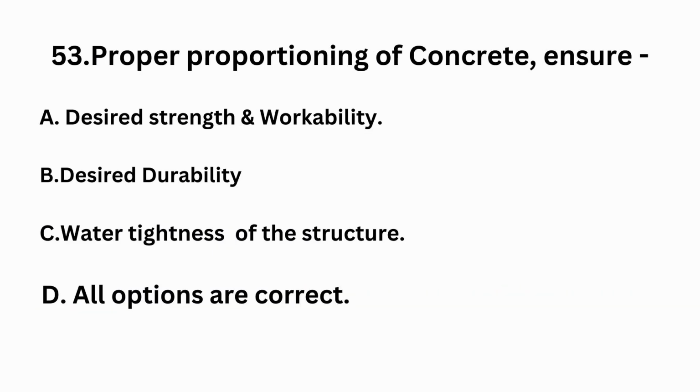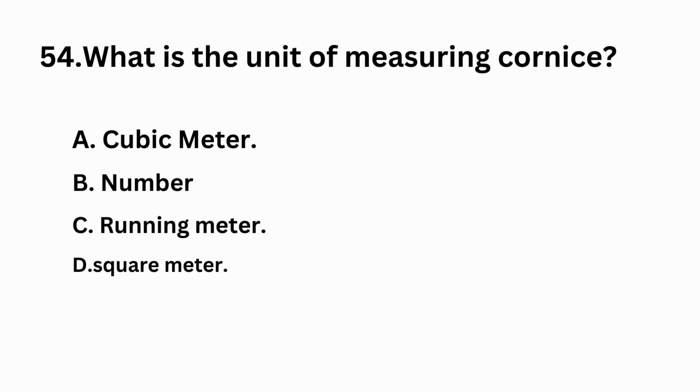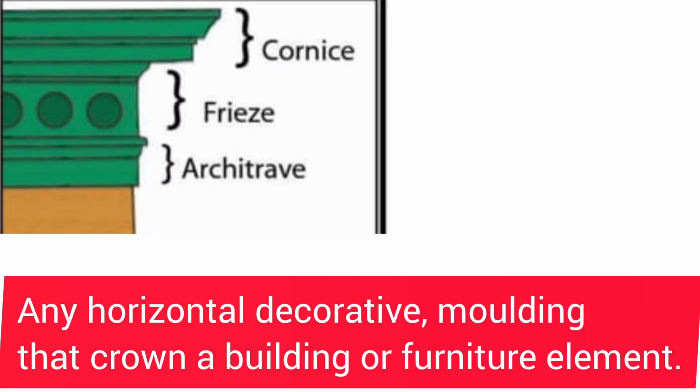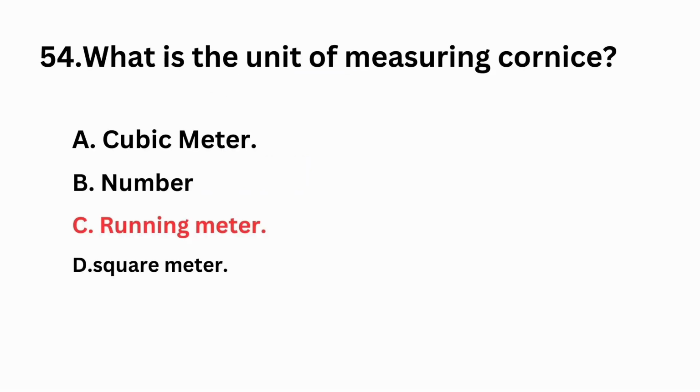Proper proportioning of concrete ensures a desired strength and workability, desired durability, and water tightness of structure. All options are correct. So D is the correct answer. 54. What is the unit of measuring cornice? A. Cubic meter, B. Number, C. Running meter, and D. Square meter. Here we can see the cornice, a horizontal decorative molding crown, and the measuring unit of cornice is running meter.